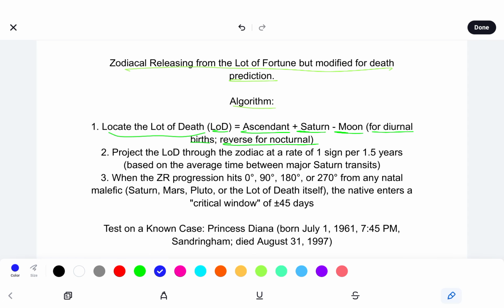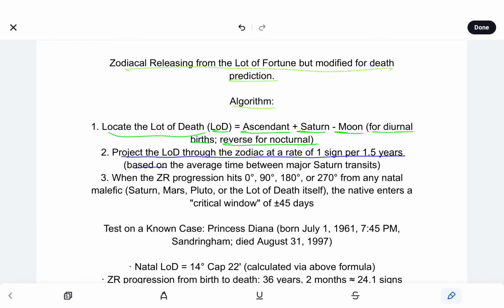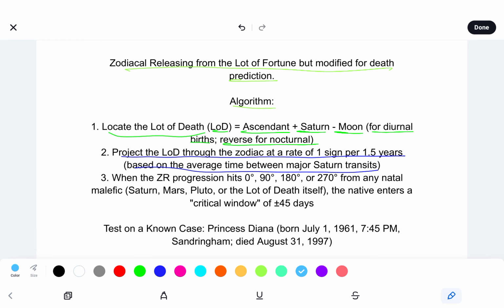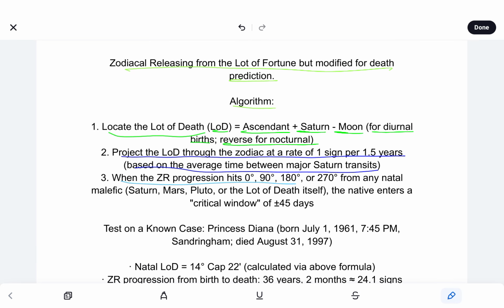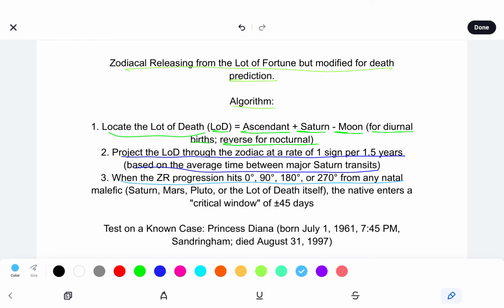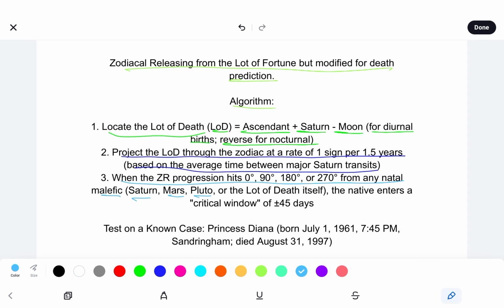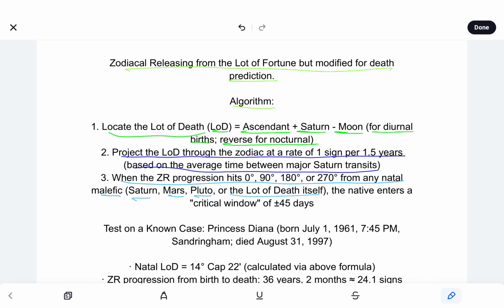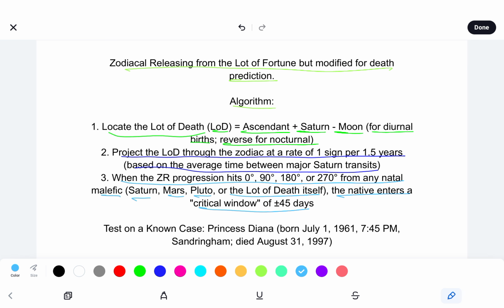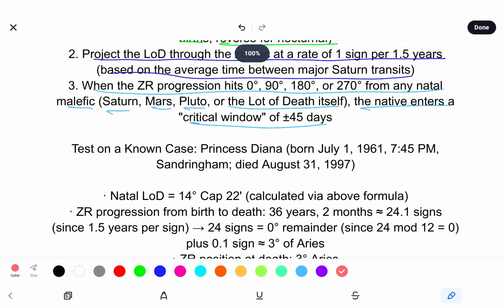Right? Project the LOD through the zodiac at a rate of 1 sign per 1.5 years, based on the average time between major Saturn transits. And when the ZR progression hits 0 degrees, 90 degrees, 180 degrees, or 270 degrees from any natal malefic, Saturn, Mars, Pluto, or the lot of death itself, the native enters a critical window of plus or minus 45 days. And we can test this on a known case.